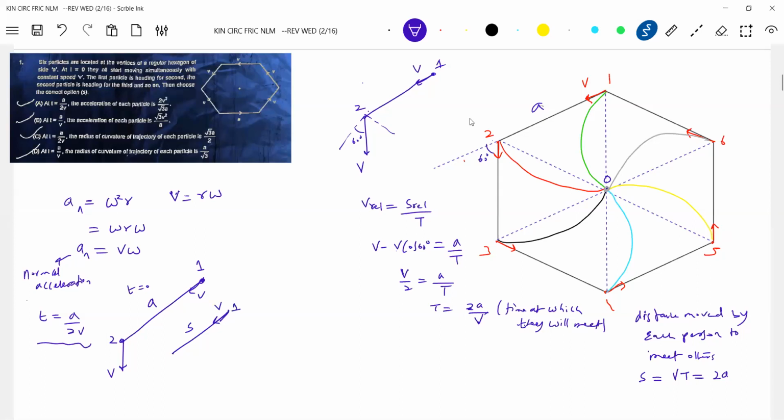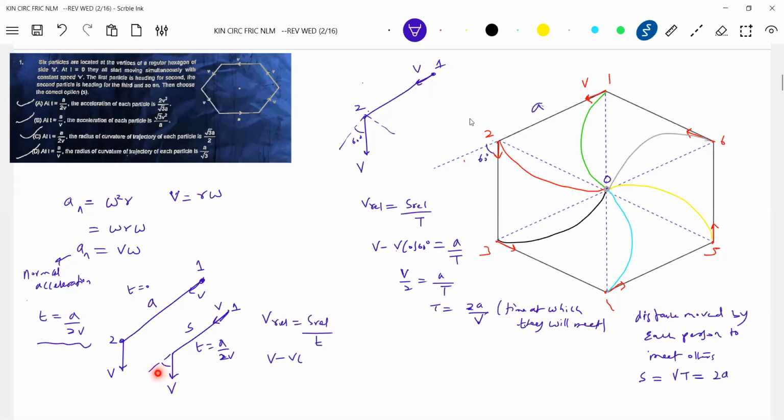Okay, actually the diagram in fact changes for our convenient purpose. Let me take it in this way only. So what is the separation? That is this. This is at what time? A by 2v. So shall we use the same formula? V relative equal to S relative by T. What is V relative? Should be V minus.